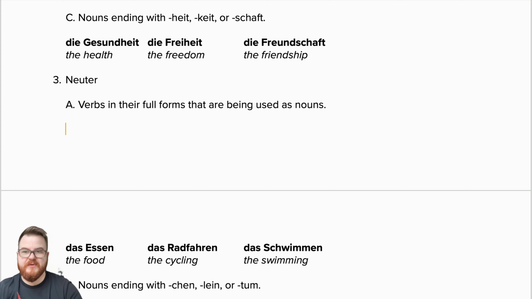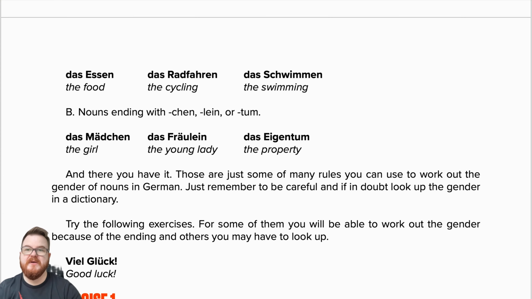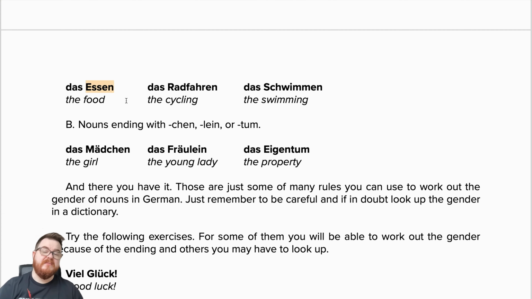But, hold on, let me put these together so they're easier to see. Essen as a verb means to eat, but das Essen with a capital E means food. Radfahren as a verb means to cycle, but when we use it as a noun, das Radfahren, the cycling. Schwimmen means to swim as a verb, and as a noun, the swimming, das Schwimmen.